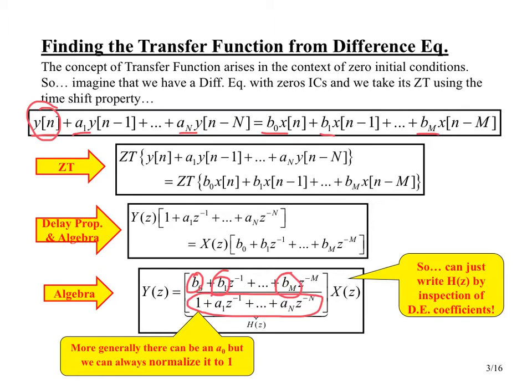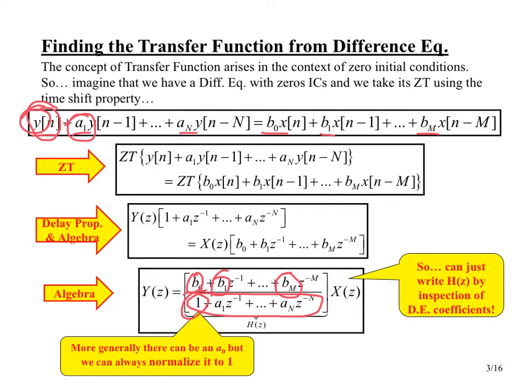So if I have an a0 out in front and I divide both sides by a0, I will have normalized the equation. So I'll end up with an a0 over a0, or a 1 out in front. I'll have an a1 over a0, which I can rename as an a1 prime, say, and so on. So I can always normalize it so that I have a 1 on that term for y of n, and likewise a 1 for the z to the 0 term in the denominator. So that's usually the standard form that we use.